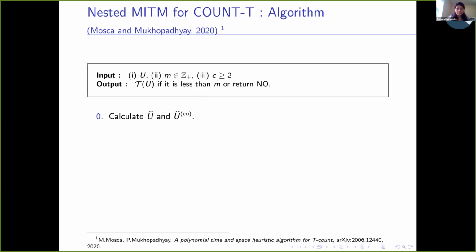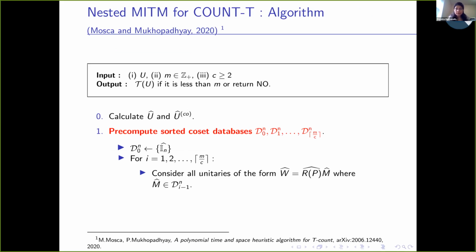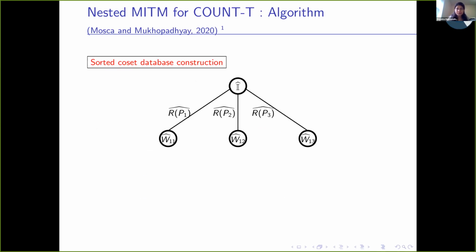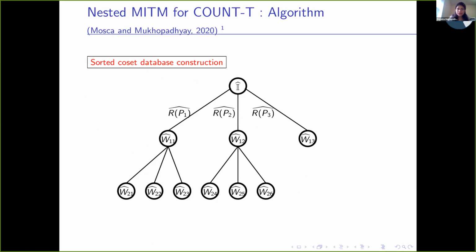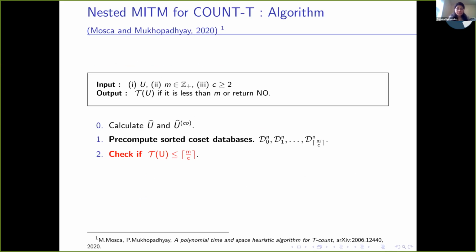So we first calculate the channel representation and its Coset label. Then we pre-compute these sorted Coset databases up to Tcount m by c. To compute this database, we first start with identity. Then we multiply all unitaries with Tcount i-1, which are in the database, with RP hat, such that we get a unitary with Tcount i, and we include it in the database if and only if its Coset label is new. We always maintain the order. For example, this is a graphical representation. We'll see a lot of these trees in our slides. Each node of these trees represents one unitary, and the edges represent the multiplication operation. In this case, the multiplication is by the RP unitaries, and we store all these unitaries because they have new Coset labels.